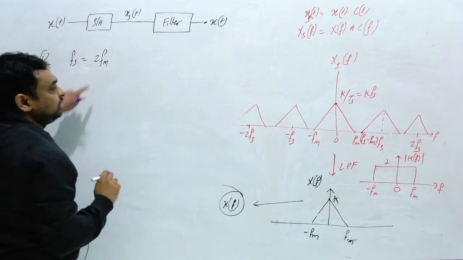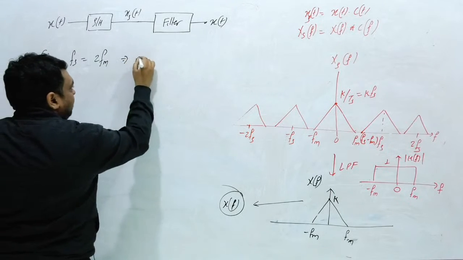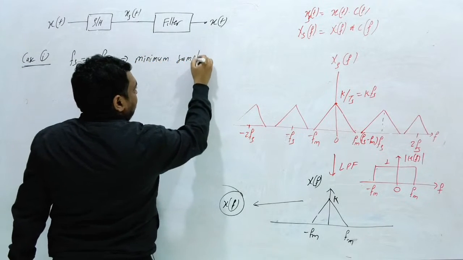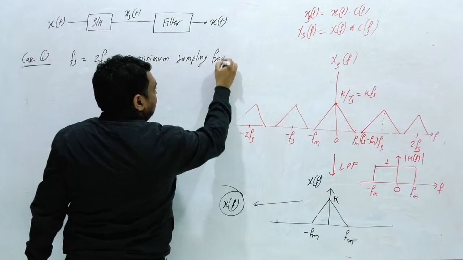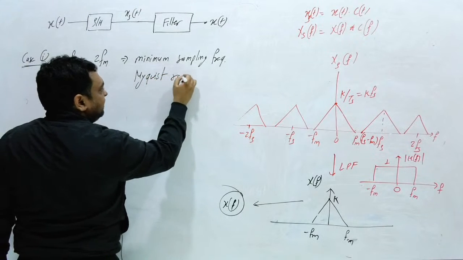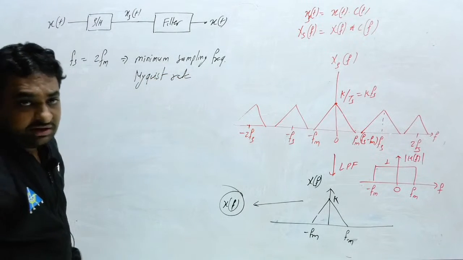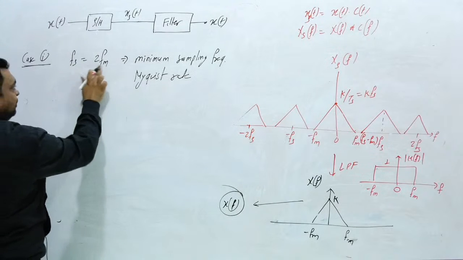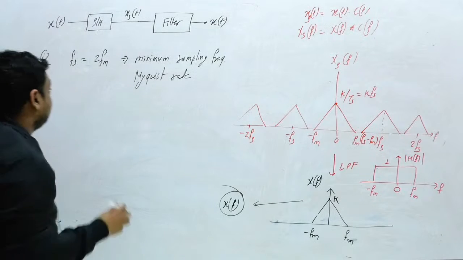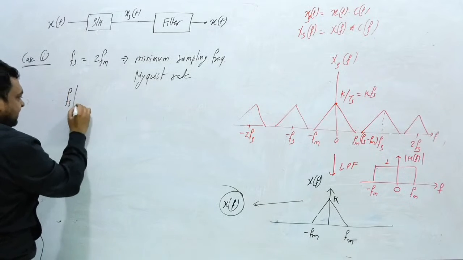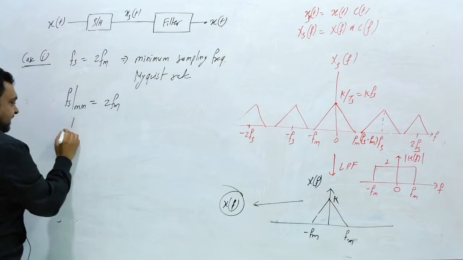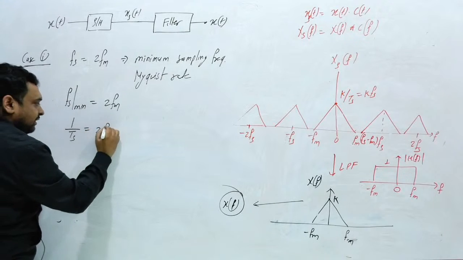So if Fs is equal to 2Fm, this is the minimum sampling frequency, and this is called the Nyquist rate. Clear? So Fs is equal to 2Fm. If you want to write the sampling interval or sampling time, Fs minimum is equal to 2 into Fm. What will be the Fs? You can write 1 by Ts is equal to 2Fm.